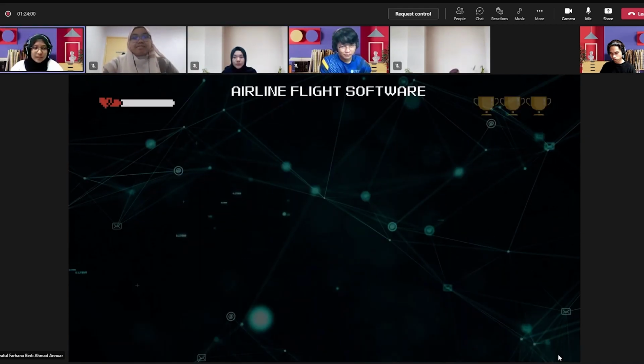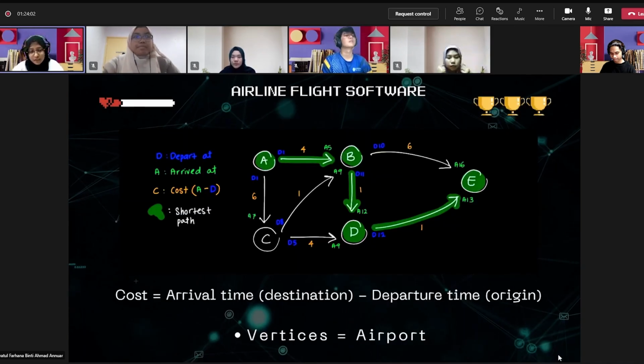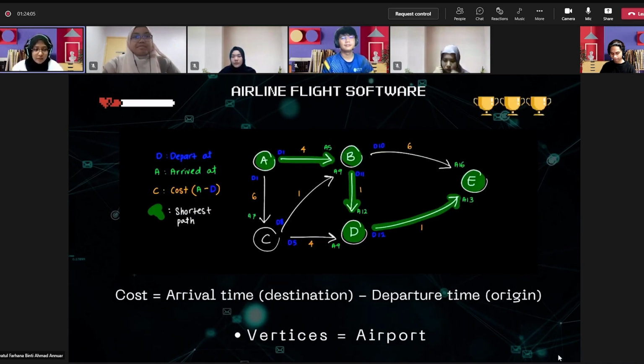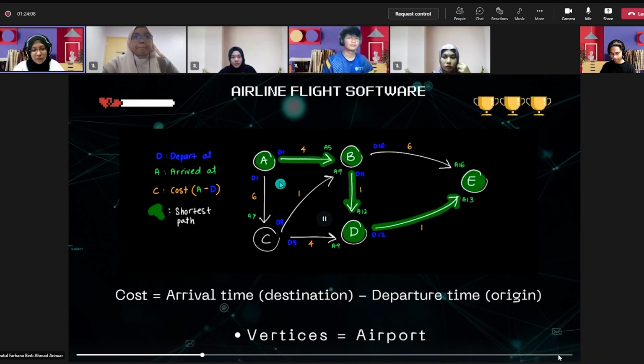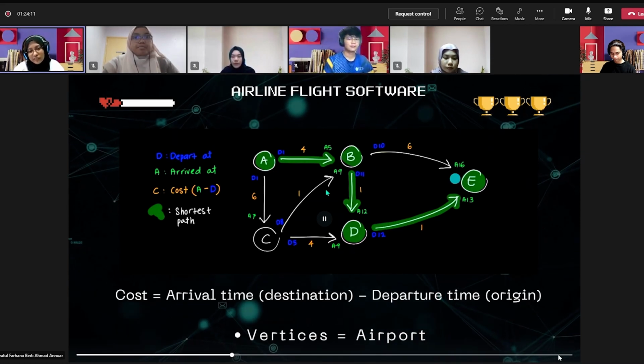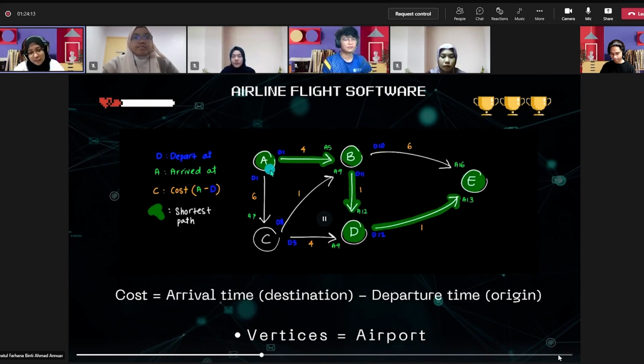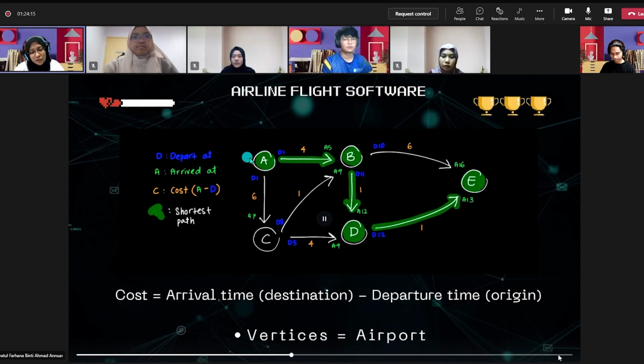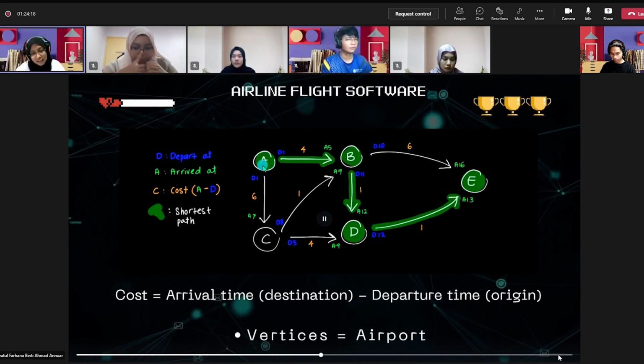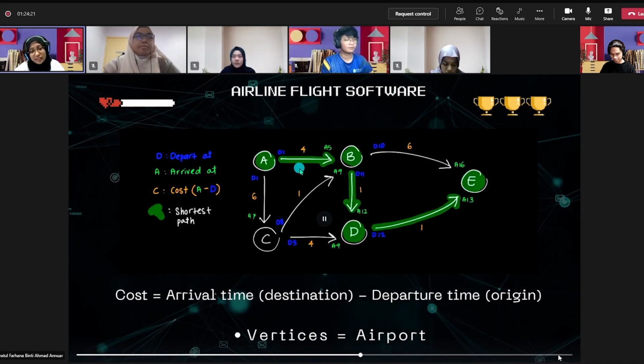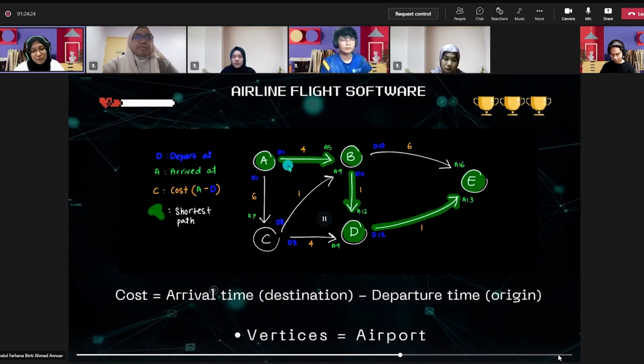So the next application is the airline flight software. This software is used by travel agencies. You can see here the graph. We have nodes A, B, C, D, and E. What do these nodes represent? These vertices represent the airports, which means airports A, B, C, D, and E. Next, these airports are connected by directed edges, which represent the cost.